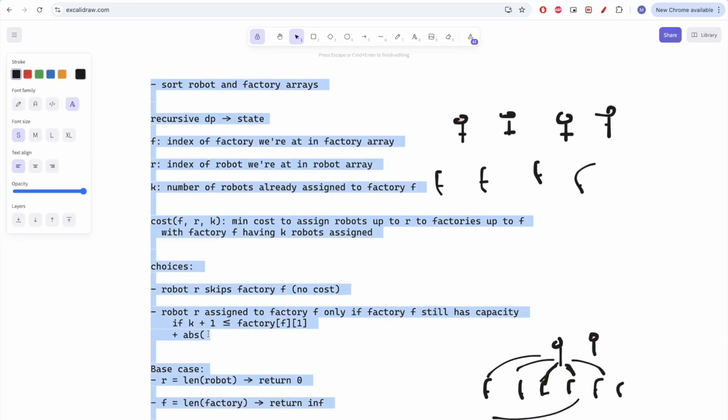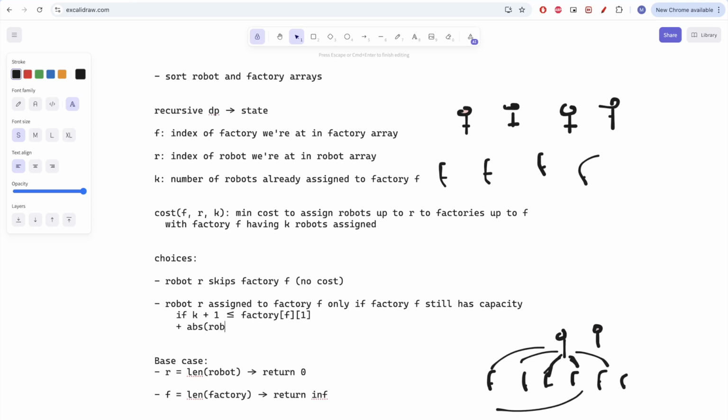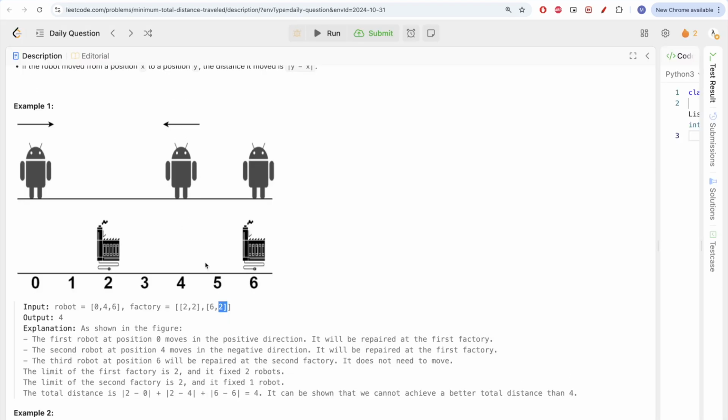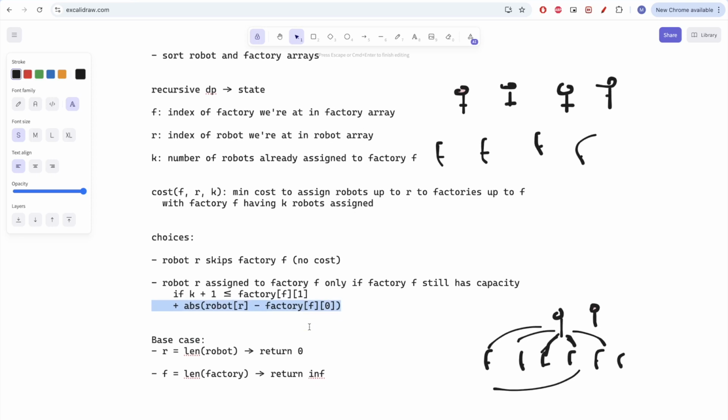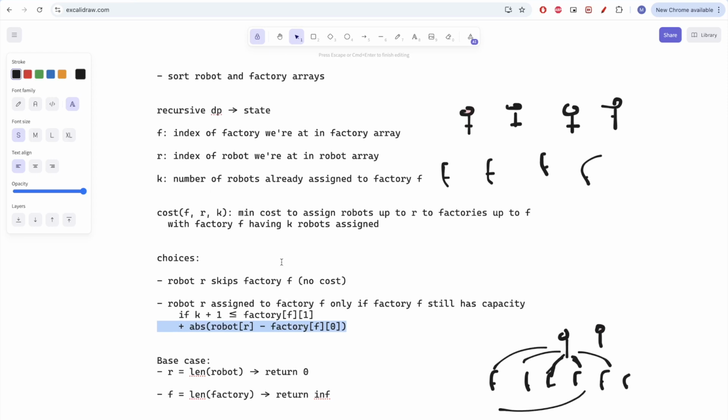And so we need to do the robot position, which is robot R, minus the factory position, which is just the first position for the factory here. So it's going to be factory F at position 0. This is the cost that we need to add. That's pretty much it. With this, for the two choices, we just take the minimum, right, and return it.